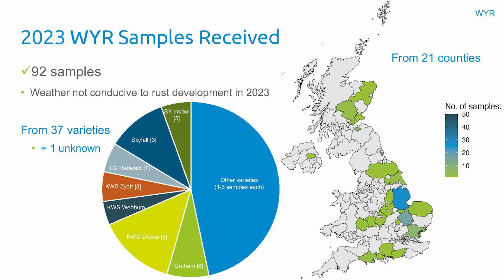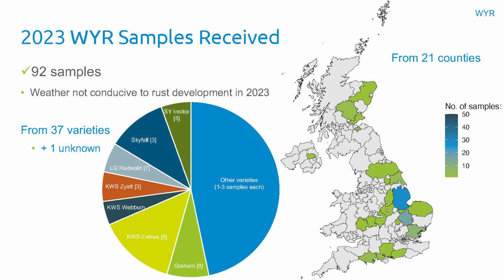So my 92 samples, they came from 21 counties. We got quite a good spread across the country. We've got samples coming in from the south, the central and the eastern areas. We've got samples in from Yorkshire, also Tyne and Wear. Scotland was well represented, and we also had samples in from Northern Ireland.